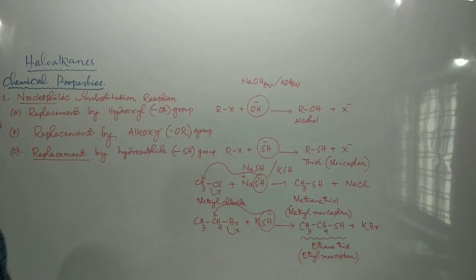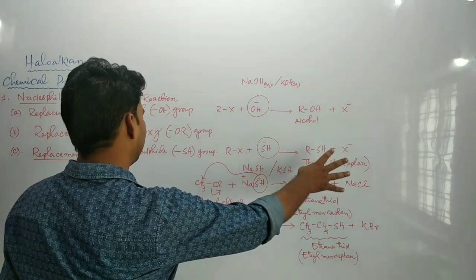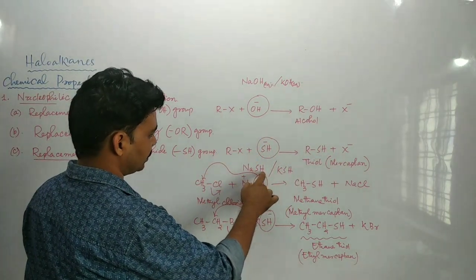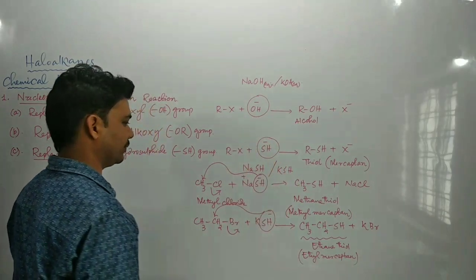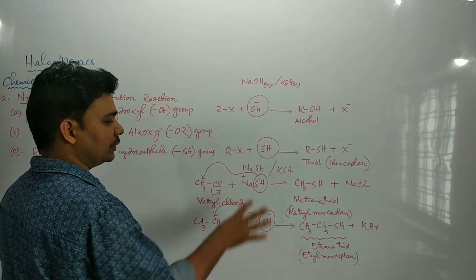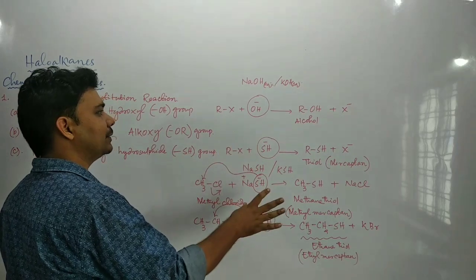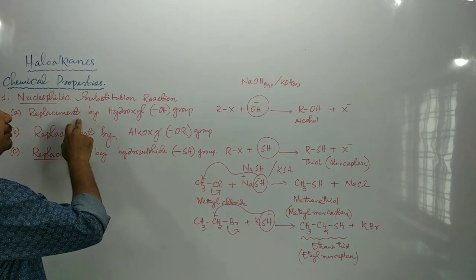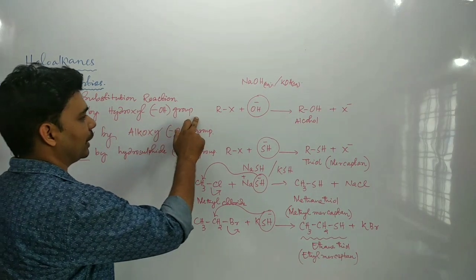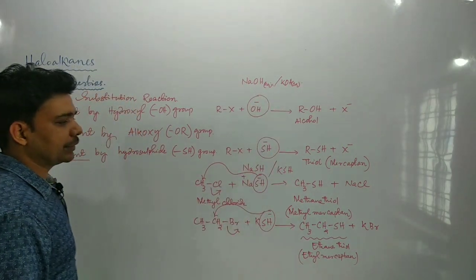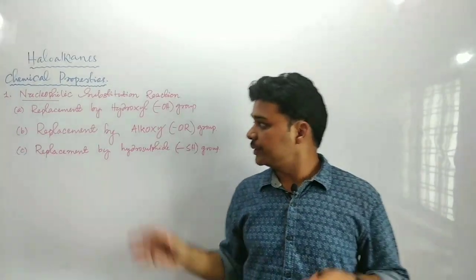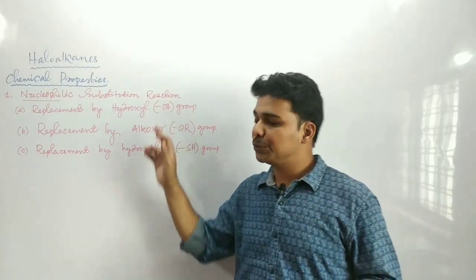So in this way we can prepare thiols. When alkyl halide is treated with sodium hydrosulfide or potassium hydrosulfide, these reactions are quite similar to the first reaction, replacement by hydroxyl group, where alcohols were the product. Here thiols are the product. Okay. So these are certain examples of nucleophilic substitution reaction.